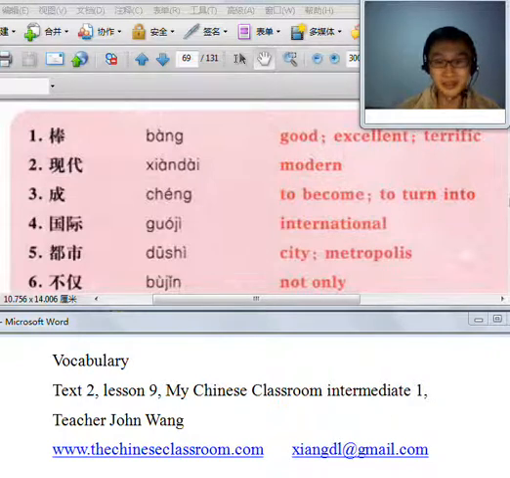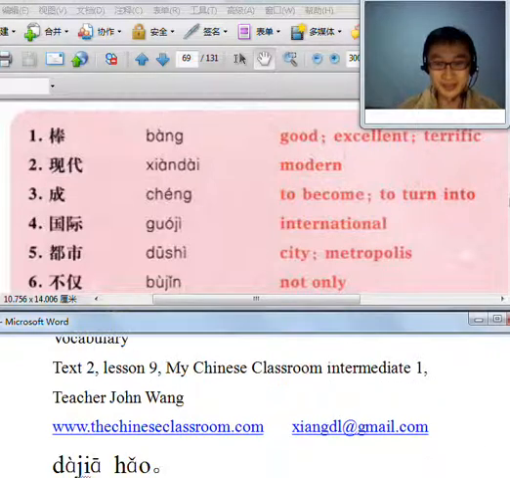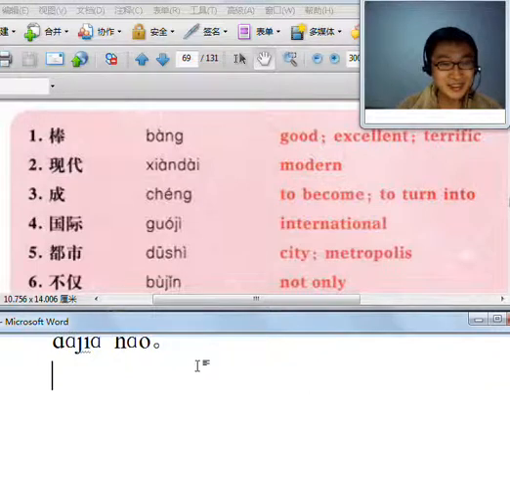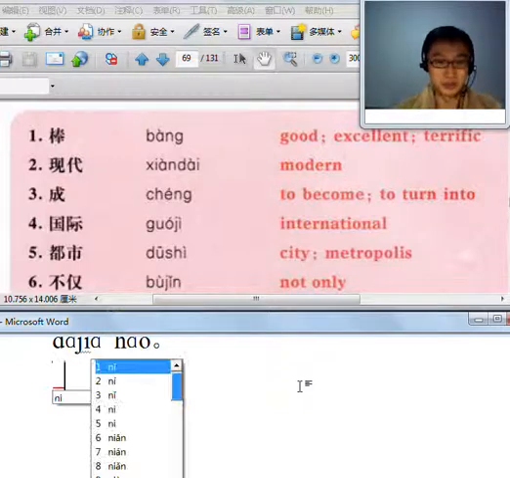第一个棒。Okay. First, 大家好。Hello, everybody. Then, let's do 第一个棒。棒 means good, excellent. It's like 好。Means you did something really good. So I say, 你真棒。You're really good.